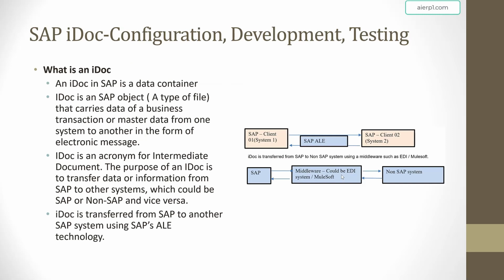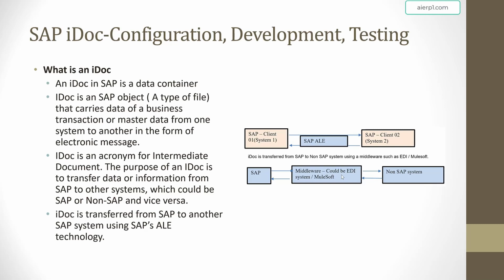So what is an iDoc? As we discussed earlier, an iDoc is basically a data container. It is an object, you can call it a file, which has data in it, and it carries data from one SAP system to another system, which could be an SAP system or a non-SAP system. It's a type of electronic messaging. The iDoc is an acronym and it stands for Intermediate Document. The purpose of iDoc is to transfer data or information from SAP to other systems, which could be SAP or non-SAP, and vice versa.